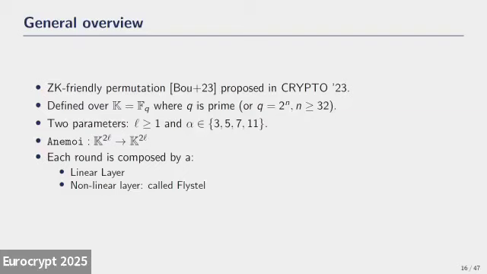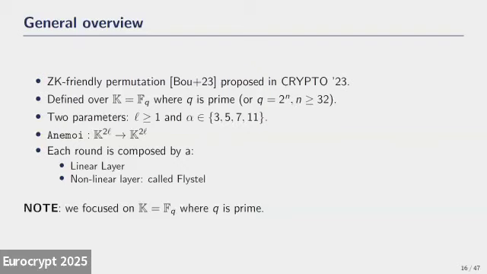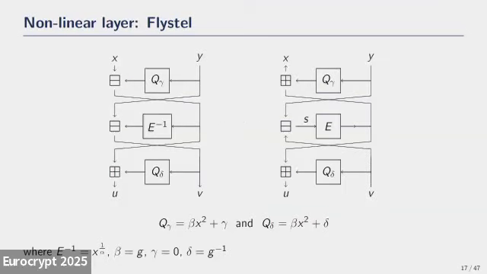Each round is composed of a linear layer and a non-linear layer. Okay, then here we will focus on the odd characteristic, so over F_Q, where Q is a prime. This is the non-linear layer of Anemoi. Here we have three main functions, Q gamma, E to the power of -1, and Q delta. E to the power of -1 is x to the power of 1 over alpha. But of course, in our polynomial modeling, we will use this version. So we will use E, because it is x to the power of alpha. Q gamma and Q delta are degree 2 polynomials.